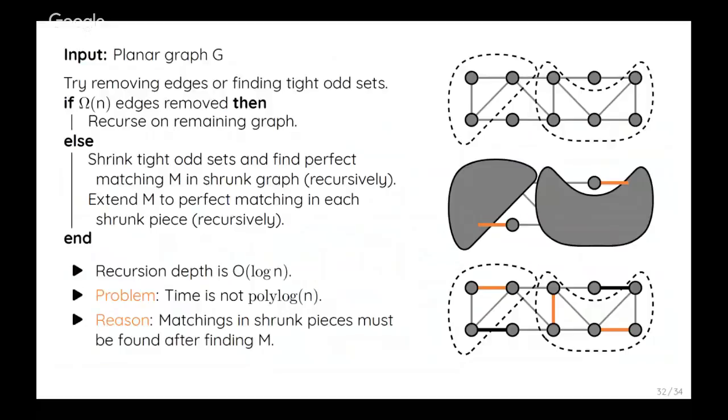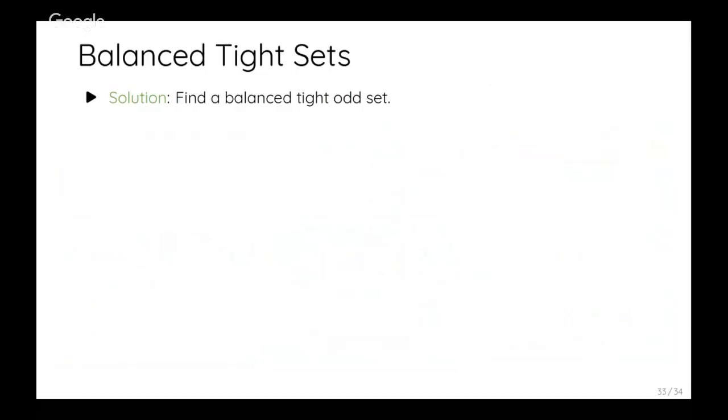But here's a problem with this procedure. The problem is that even though the recursion depth is logarithmic, the time it takes is not polylogarithmic. And the reason is that there is an inherent sequentiality here. So I have to find the perfect matching in this shrunk graph before I can extend it into the shrunk pieces, right? So I can't go and look ahead and basically extend the matching in each of the shrunk pieces because I don't know which external edge I'm using. So this algorithm is not polylogarithmic, but there is a fix to it.